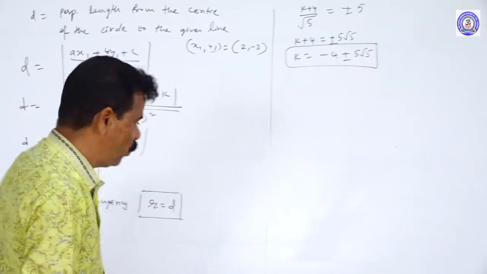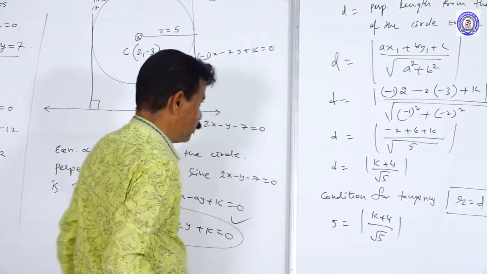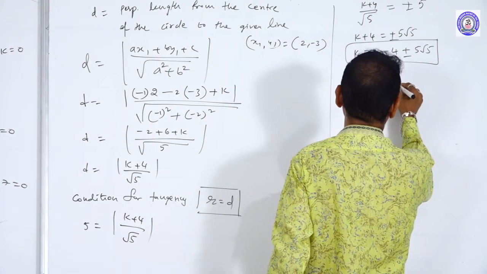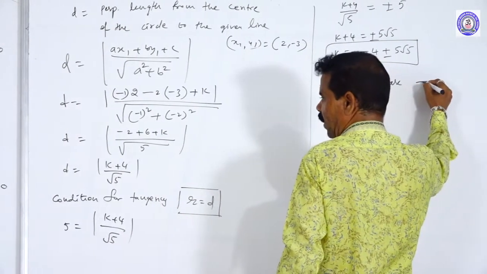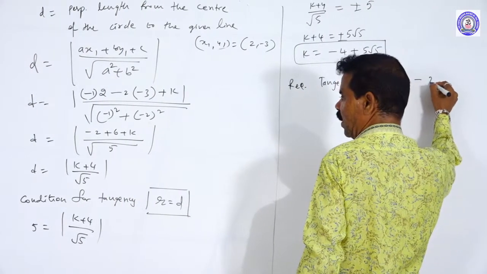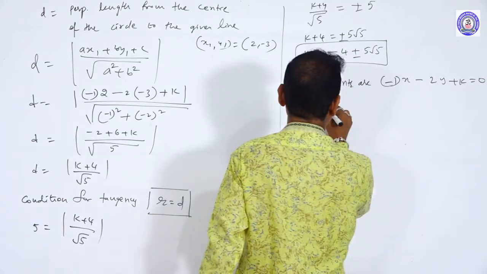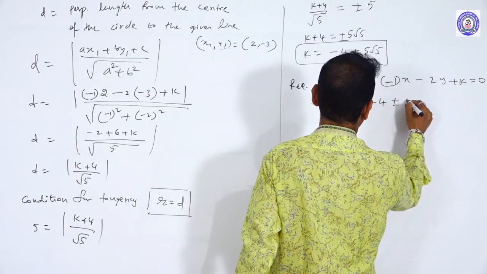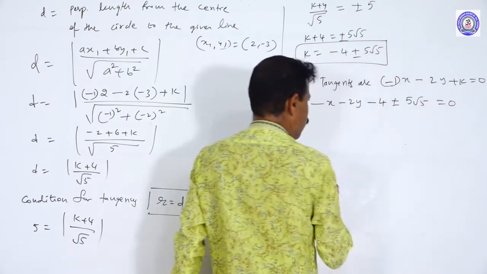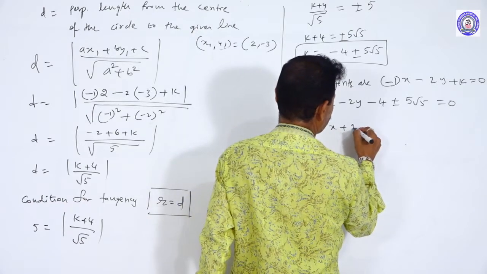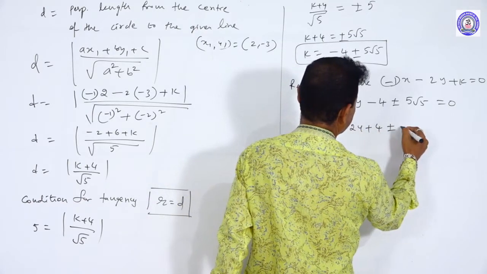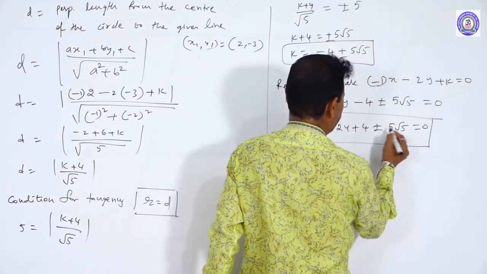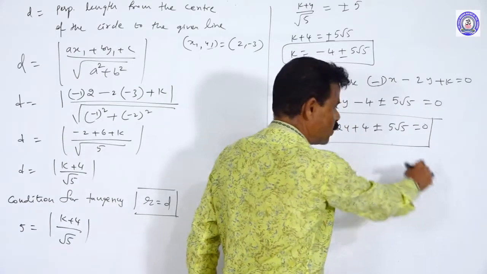When we substitute the k value here, the required tangents are −1·x − 2y + k = 0. Here −x − 2y + (−4 ± 5√5) = 0. Here we take minus common: x + 2y + 4 ± 5√5 = 0, where the plus or minus has no change. Here plus is one tangent, minus is another tangent. This is the answer.